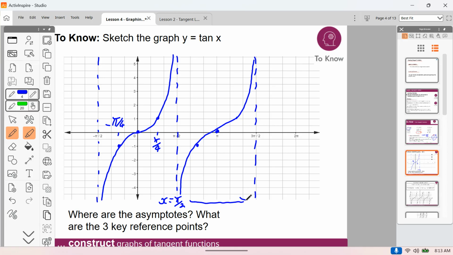What is the difference between here and here? The difference is the period, how long it takes for it to repeat itself. Now the period for sine and cosine is 2 pi, whereas the period for tangent is pi. So the period here is pi. That means that the asymptotes are going to occur at pi over 2 plus n pi. This is the essential information that we need to know.